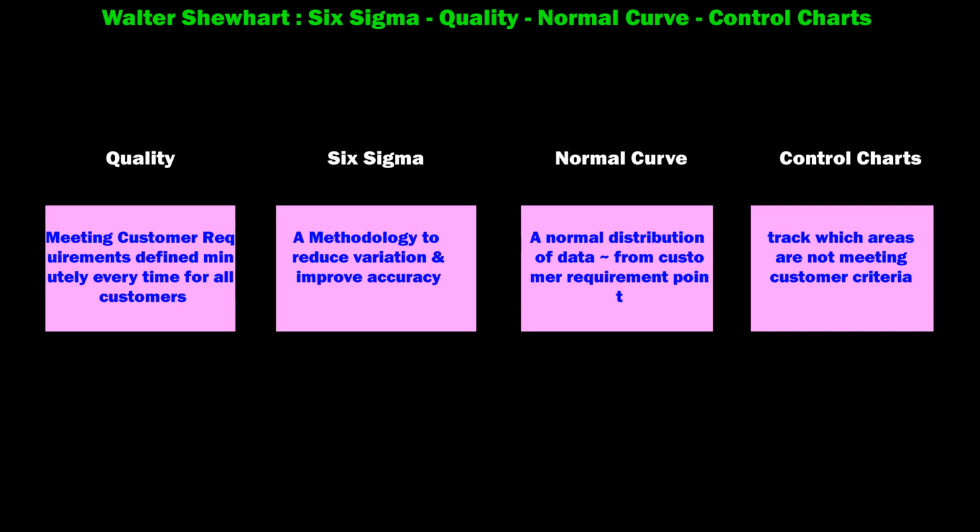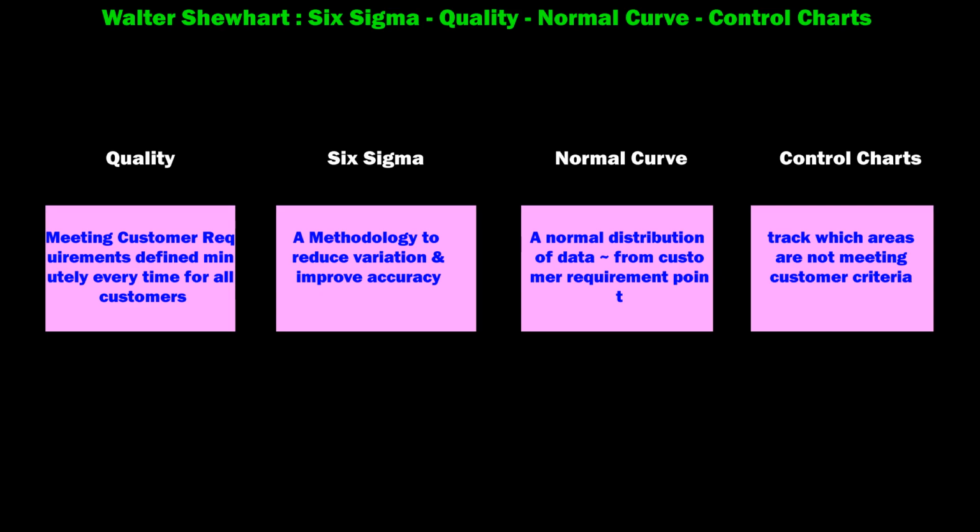If we start with quality, what does quality mean? Quality is nothing but meeting the customer requirements, which is defined to a minute details. We call it as CTQs. We'll understand while we are on the define and measure stage in detail. But for the timing, let's stay with this small definition. What is Six Sigma? Six Sigma is a methodology to reduce variation, improve accuracy, which impacts customers, right? And we start with the customers always.